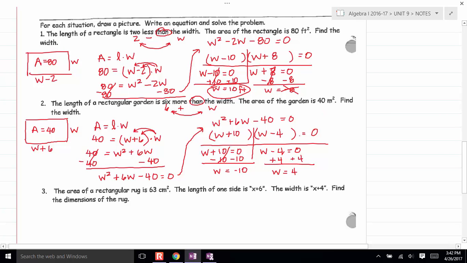Again, we can't have a negative measurement for the side of a rectangle, so we can cross this one out. And that means that W would need to be equal to 4. And since the area was 40 square meters, that means the width would have to be 4 meters. So this would be the width of this rectangle.